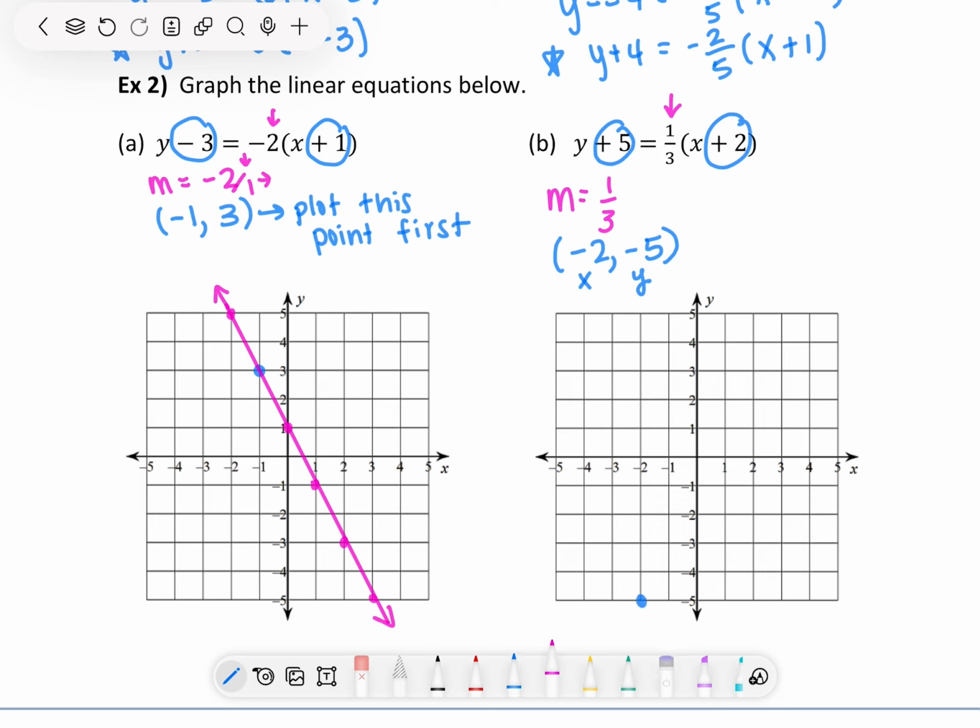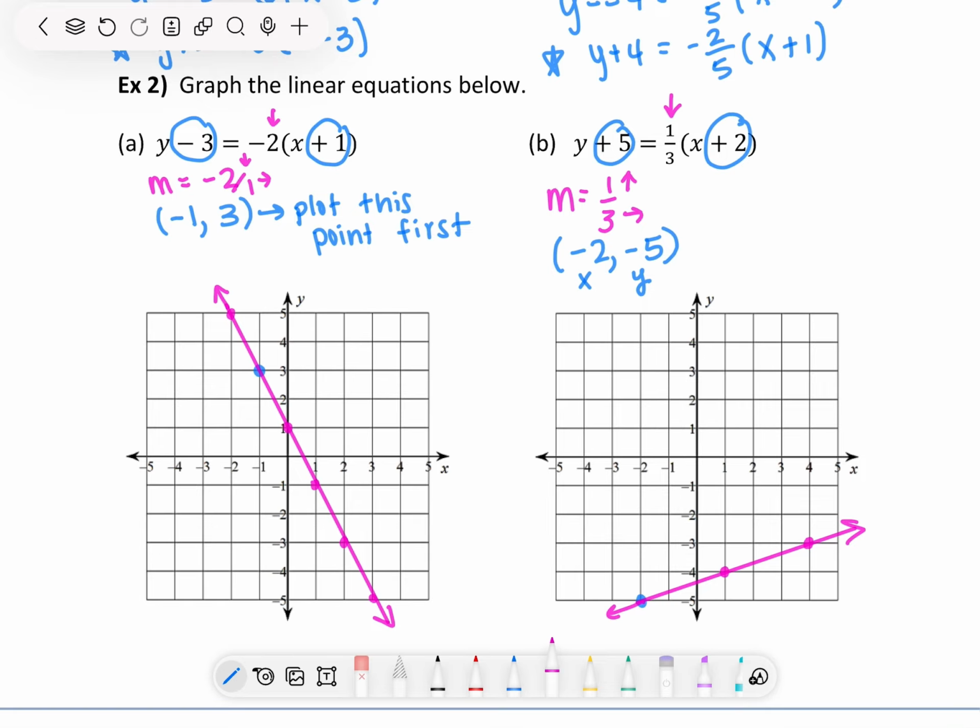Now we want to use our slope. A positive slope is going to be up and right. From our coordinate (-2, -5), we're going to go up 1, right 3, up 1, right 3, and we only have space to do it twice before we run out of space. That's fine.